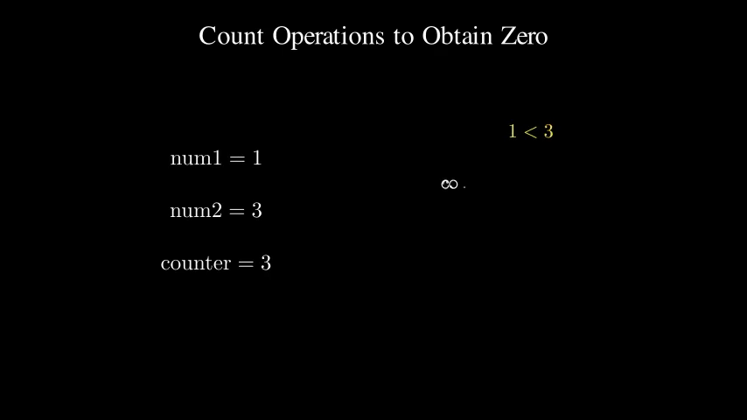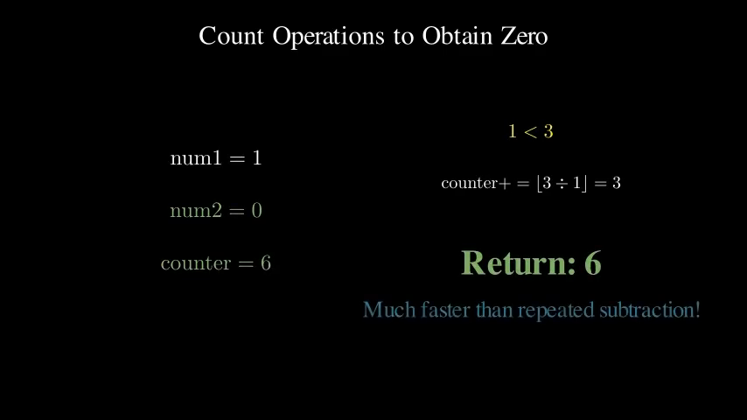Next iteration, 1 is less than 3, so we add 3 divided by 1, which is 3, to our counter. Counter is now 6, and num2 becomes 0. We stop here and return 6. This matches what we'd get by simulating each subtraction manually, but much faster.